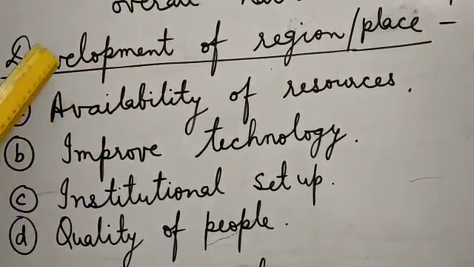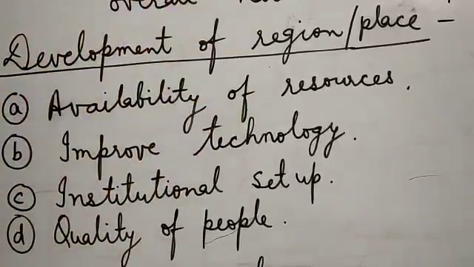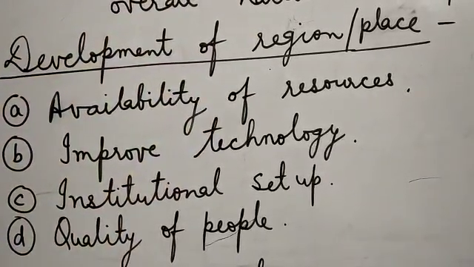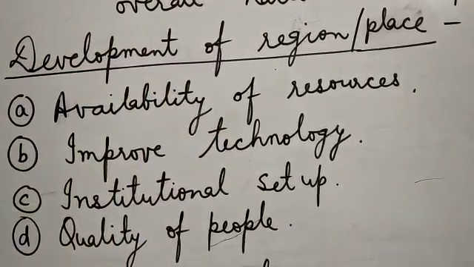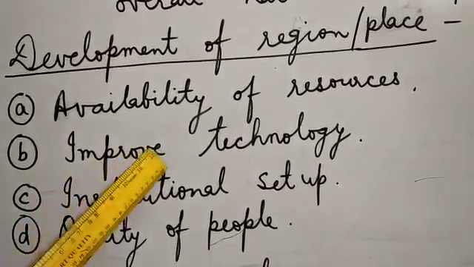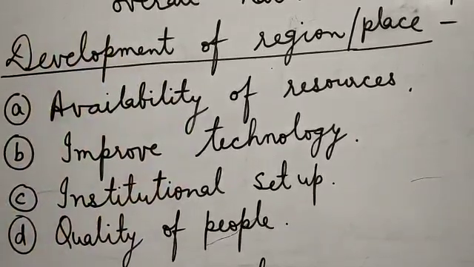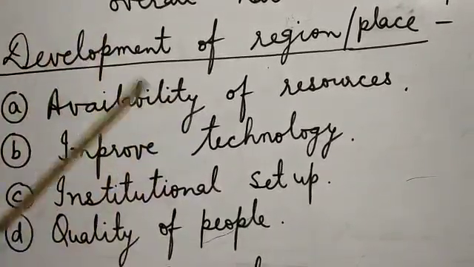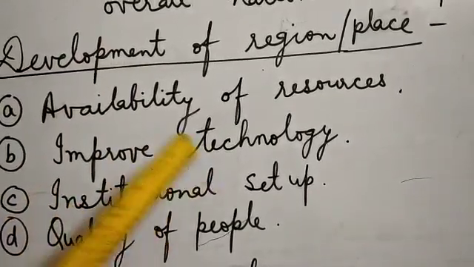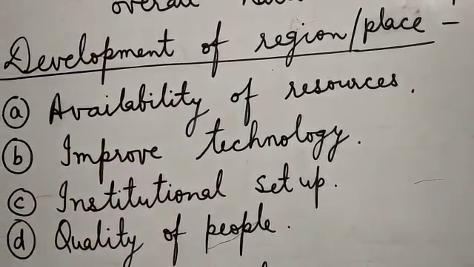So first of all, for the development of a region, what is needed? It is resource availability. Second is improved technology. Without improved technology, in a place where minerals are found, the resources of that place cannot be extracted or used. So there should be improved and enhanced technology to use that particular resource. It also needs an institutional setup. Development also depends upon what kind of institutions that place has.